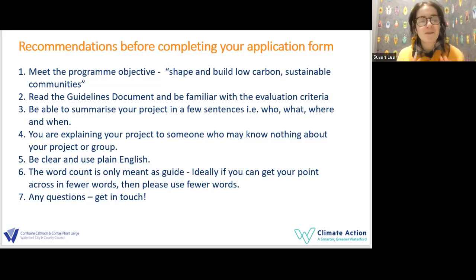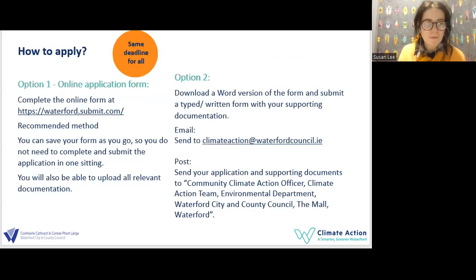The word count is only a guide. How much information and detail you include is just for you to make sure it's clearly explained. You're not required to reach the word count, and ideally, if you can get your point across in fewer words, then please use fewer words. Being concise is always better than including irrelevant information that makes people get confused about your project. And again, if you have any questions, please get in touch.